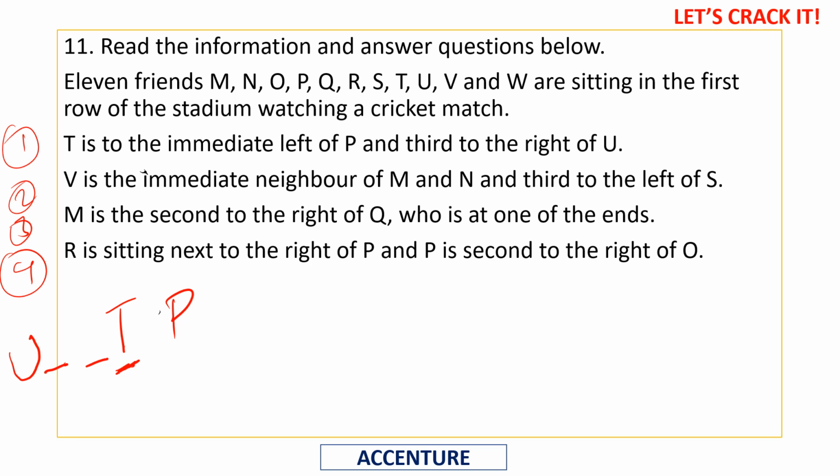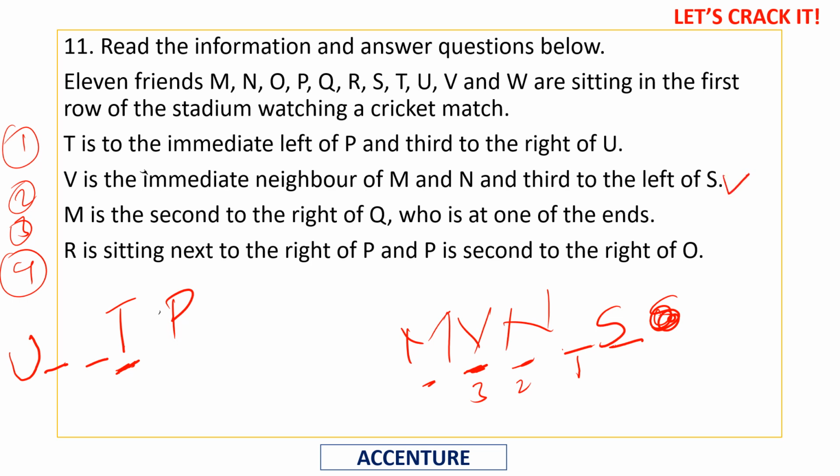Now let's read the second statement. V is the immediate neighbor of M and N. So let me consider M here. So V N. So it is possible only if V sits between M and N. V is the immediate neighbor to both M and N, and third to the left of S. So V is third to the left of S. Somewhere if we find S here, first, second, third. V is third to the left side of S. So the second statement is done.